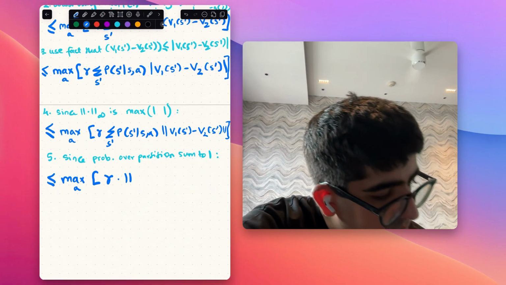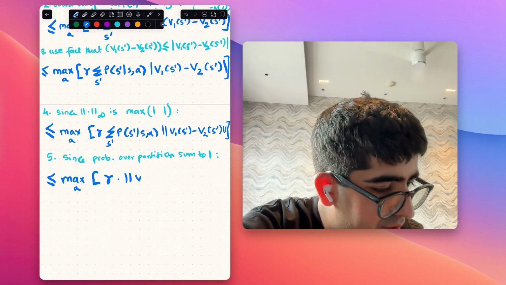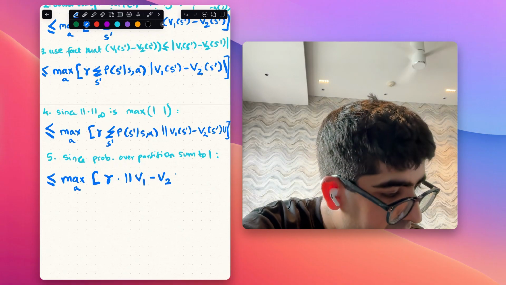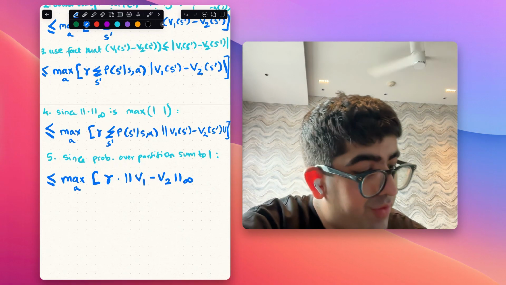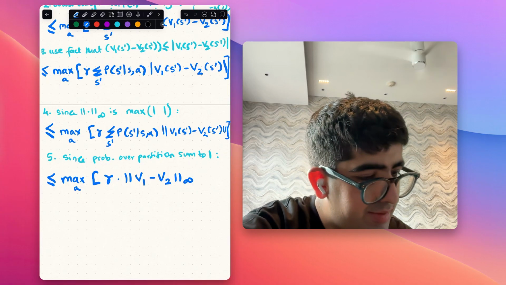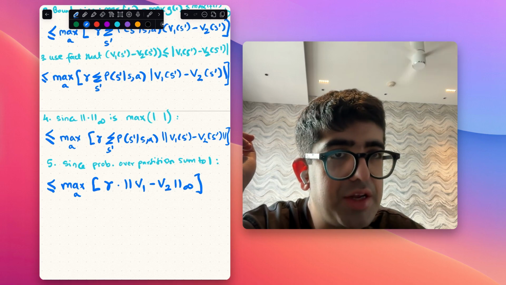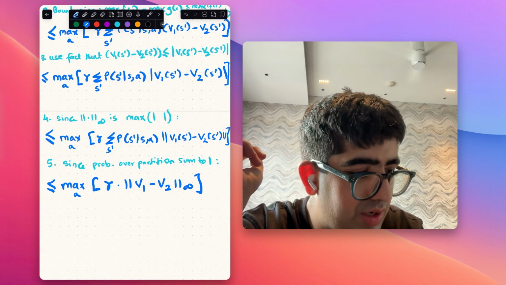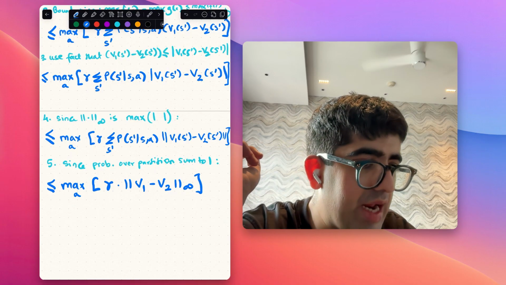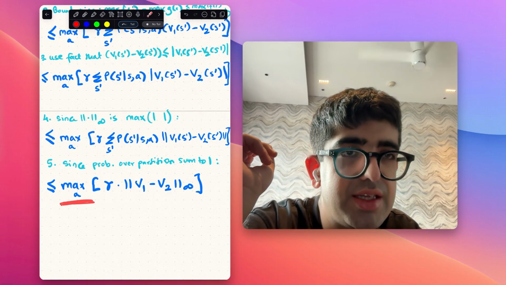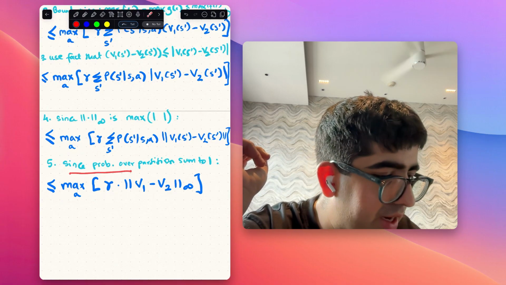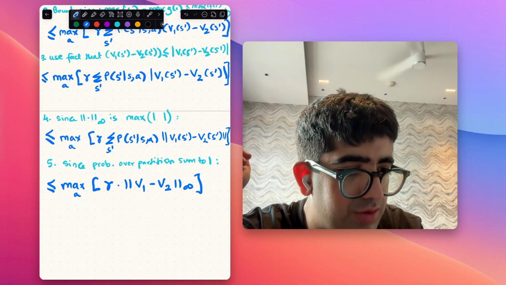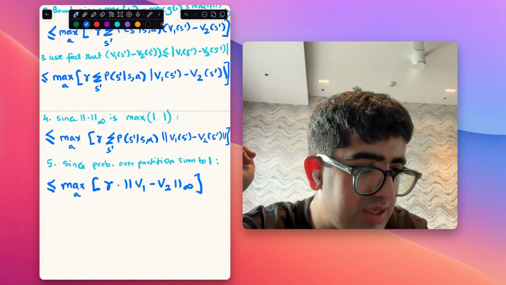And now what we have is a much cleaner expression. We can take the infinity norm of simply v1 minus v2, and we can also simplify this even further, because the max over a also does not make any sense now that we have simplified the sum of the probabilities to one. In fact, we could have gotten rid of the max over a in the previous step itself.